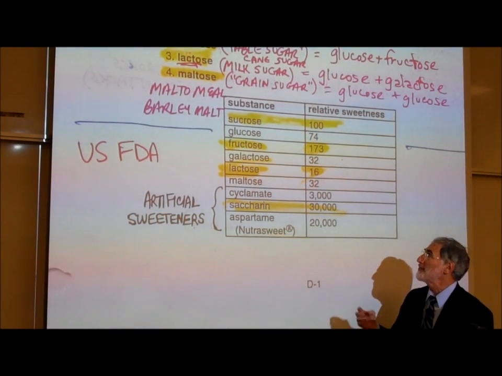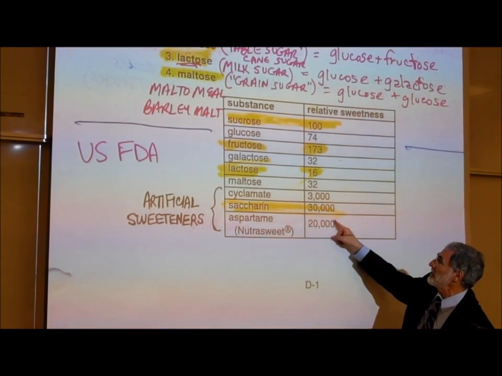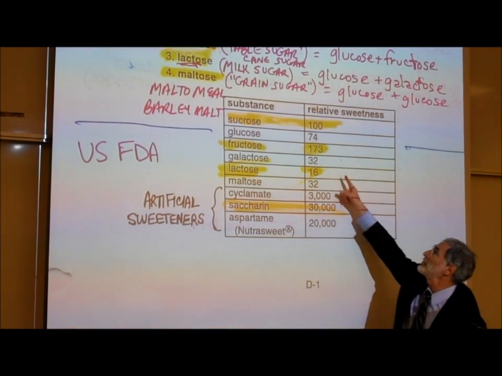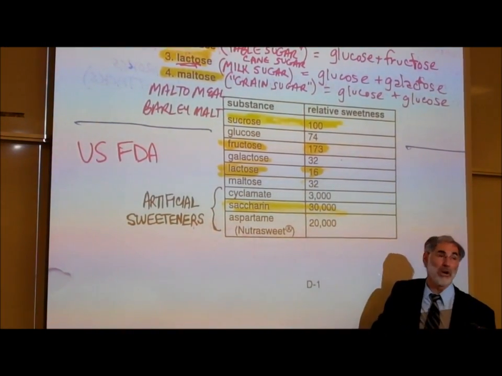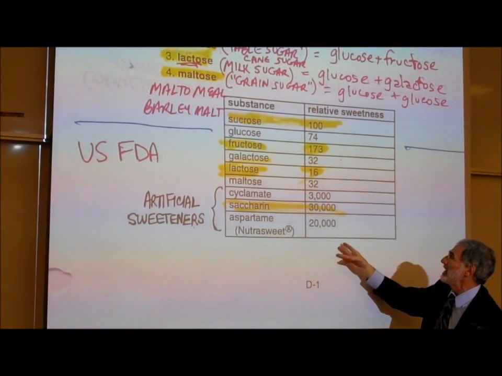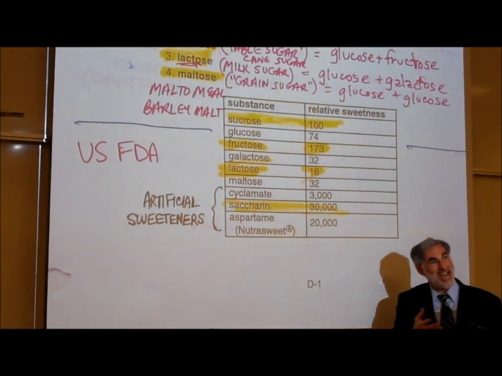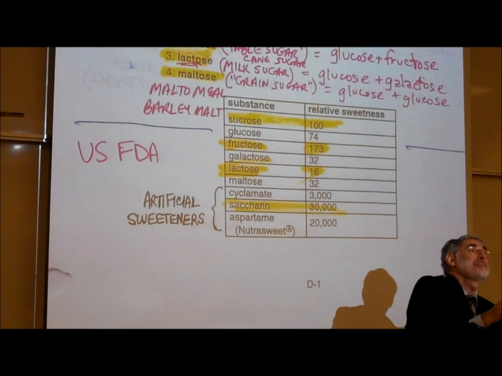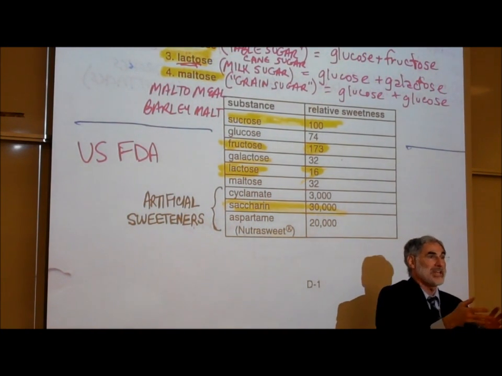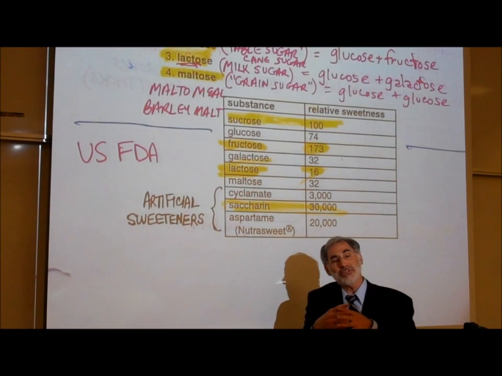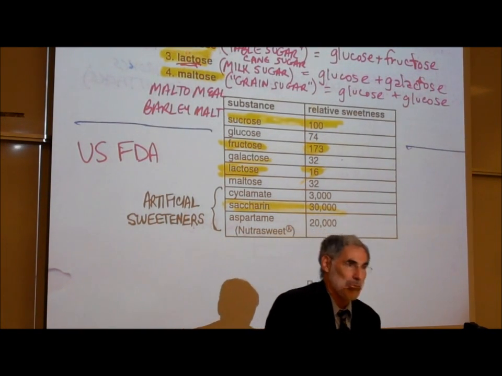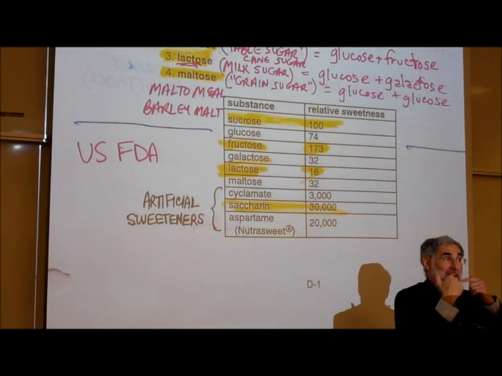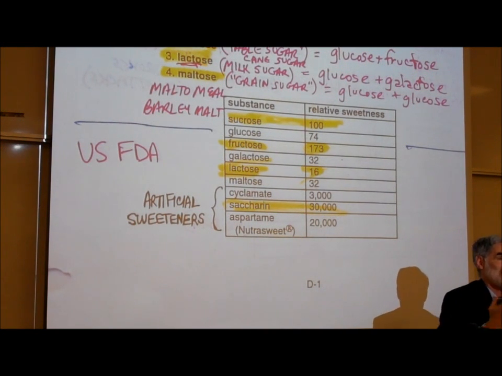So, in fact, you'll notice that if we look at Nutrasweet, it has a rating of 20,000 compared to this table sugar, which is 100. So, in other words, it tastes, what, 200 times sweeter than the commonly used sugar. Therefore, they only have to add a tiny bit of it to whatever you're eating or drinking to make it taste really sweet. So that's why these artificial sweeteners contribute almost no calories, because it just takes a few molecules of this stuff to stimulate our taste buds and make it taste really, really sweet.